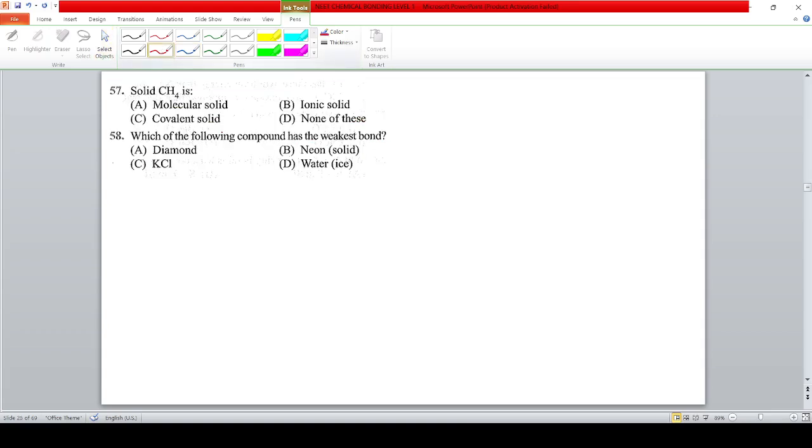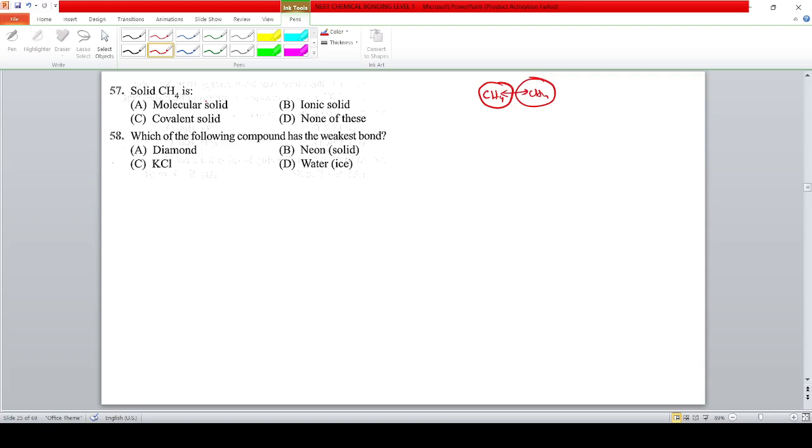Question number 57. Solid methane. So this is a methane and this is a methane. They are nearly touching each other because solids are very tightly packed. அப்போ ஒரு மீத்தேனுக்கு இன்னொரு மீத்தேனுக்கு what is the force between them?